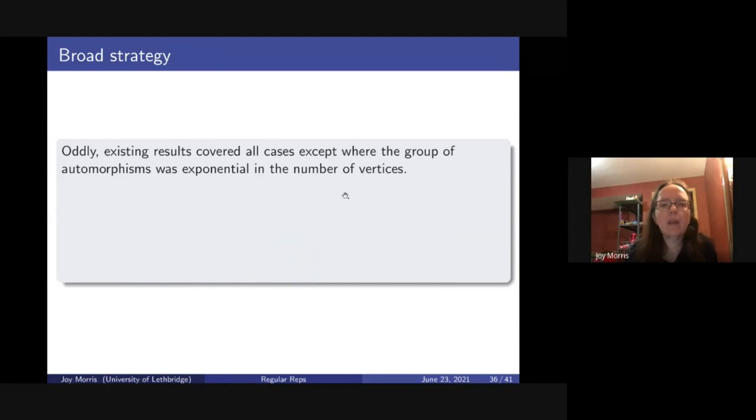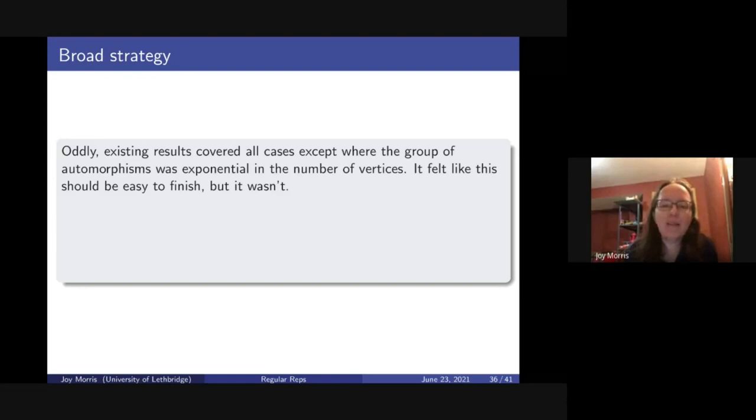So our broad strategy was that we had existing results that covered all cases except if the group of automorphisms was actually exponential in the number of vertices. Intuitively, that case should be easy to cover. If we have lots and lots of automorphisms, then that should really limit what the graph looks like. But despite that intuition, it was not easy to finish off the proof.